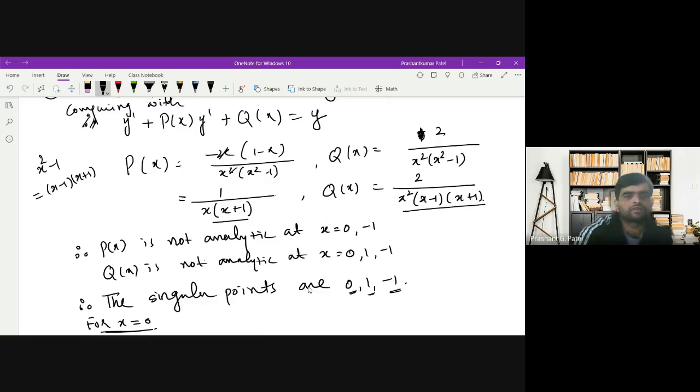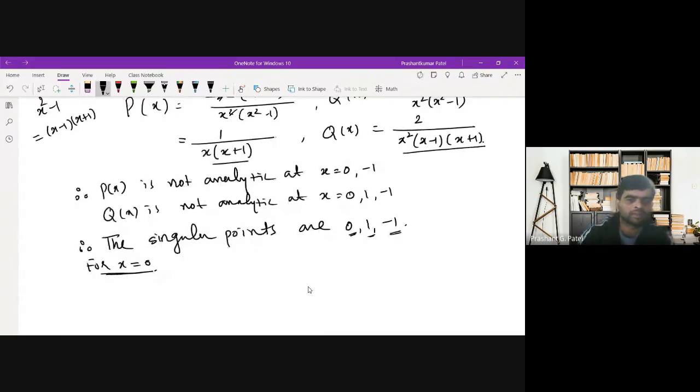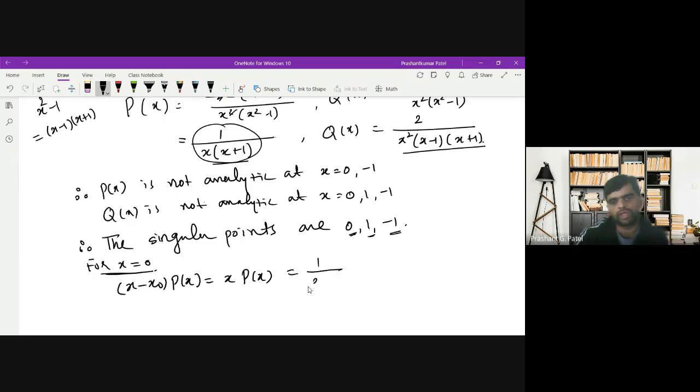So for x is equal to 0, you have to check x minus x0 into p of x. That is x minus x0 into p of x, which is x into p of x, and p of x is this value. So x into p of x will be 1 upon x plus 1, which is analytic at x is equal to 0.